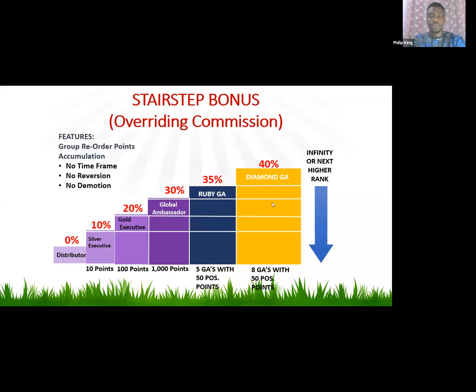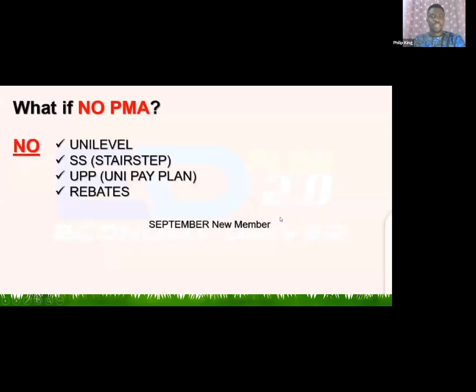Okay, so let me go back to my slide. No stress, no maintenance. Before we move on to the criteria for becoming a prime, the benefits of becoming a prime: no maintenance, no uni-level, no step, no UPP, no rebates, nothing. If you don't do your maintenance, you will not get uni-level, you will not get step, you will not get UPP, you will not get rebates.